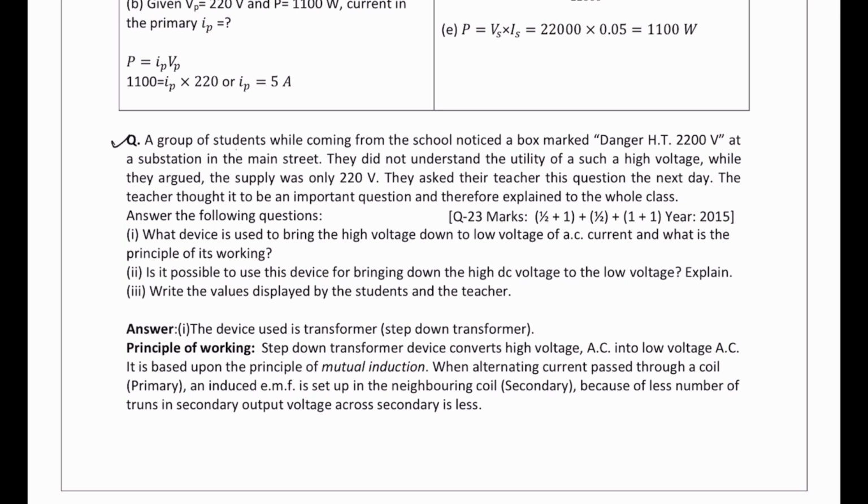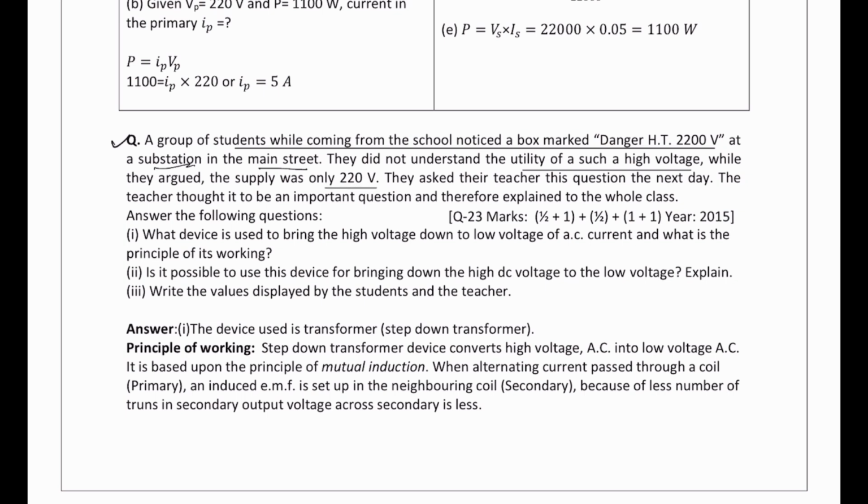First question: a group of students, while coming from school, noticed a box with the danger mark HT 2200 volt. This type of box with a danger mark we have seen at an electrical power substation. HT means high tension, 2200 volt. This is the message written at the electrical substation in the main street. They did not understand the utility of such high voltage, while they argued the supply was only 220 volt.